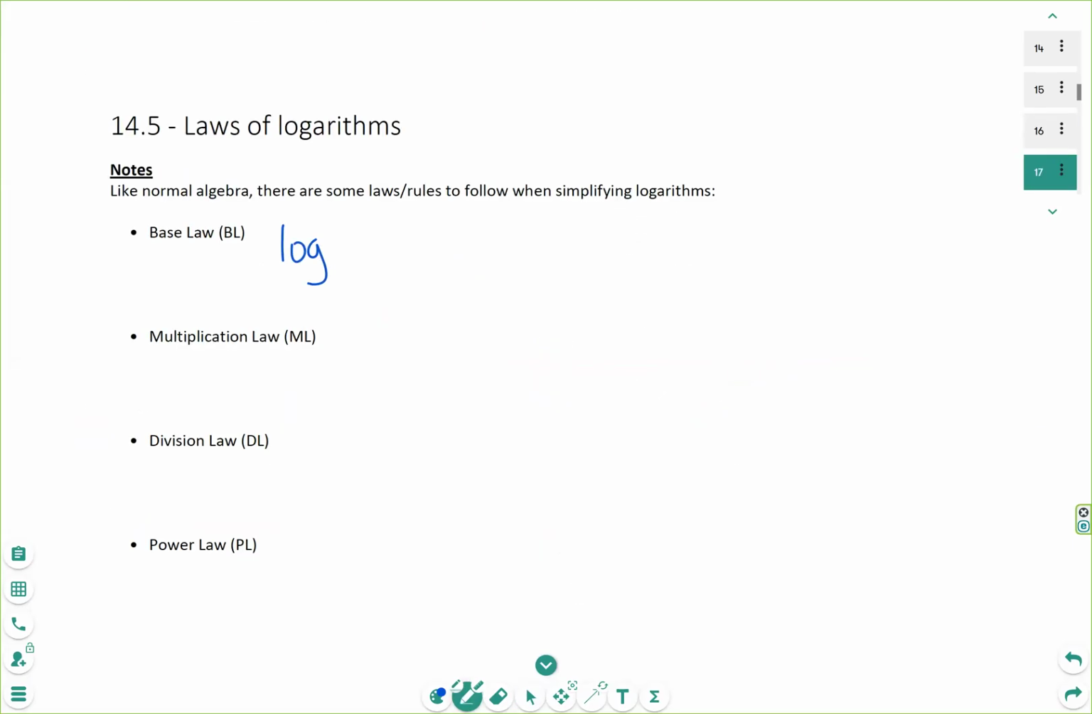We can write log base a of b equals c. Then this arrow, I'll explain a bit more. This arrow, a to the power of c equals b. So this is what we learned last lesson. This is known as the base law.